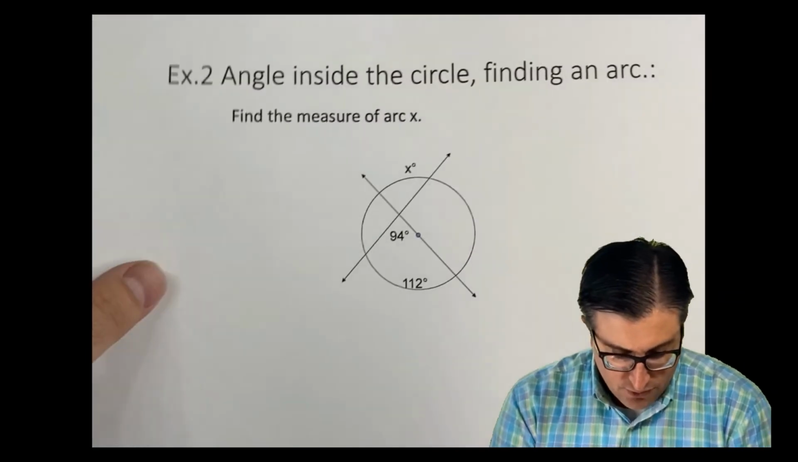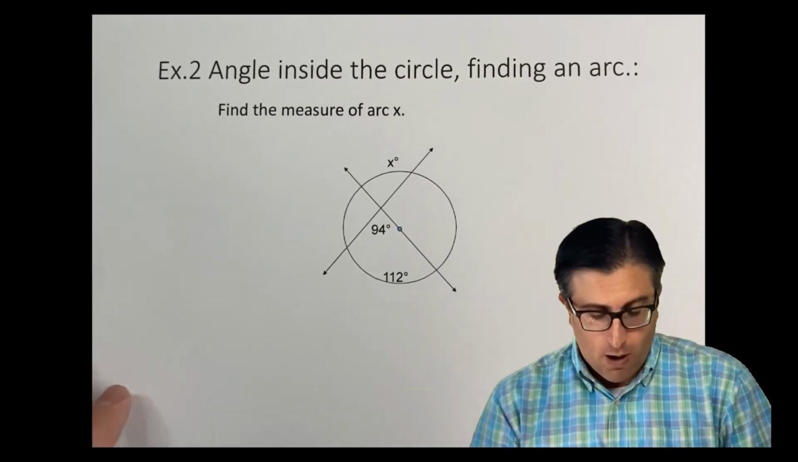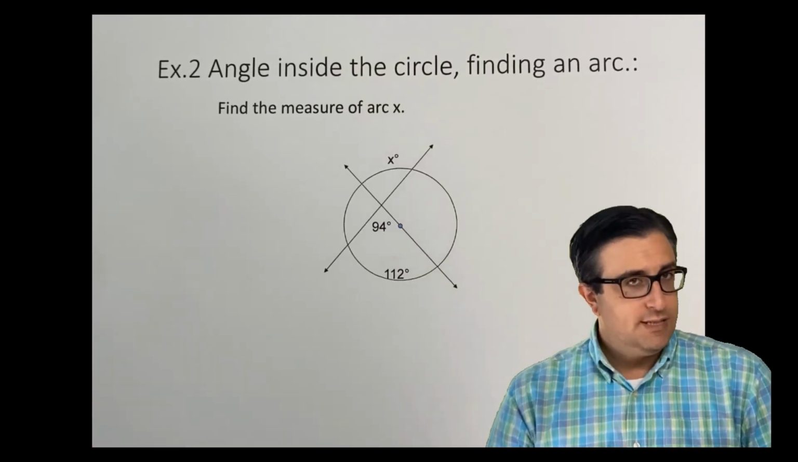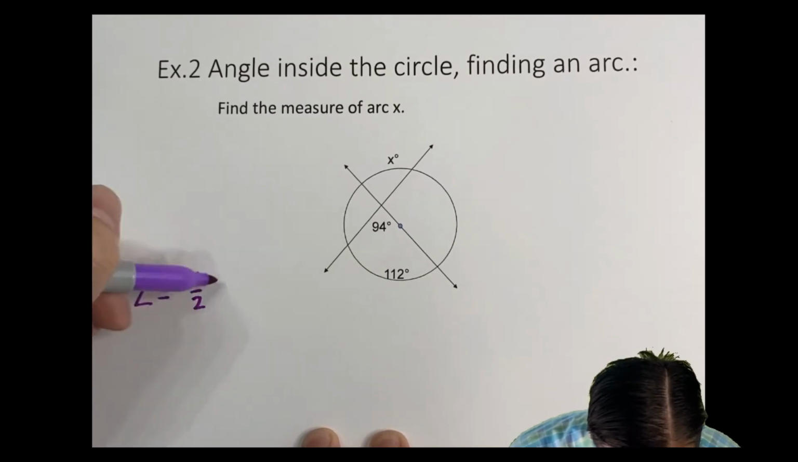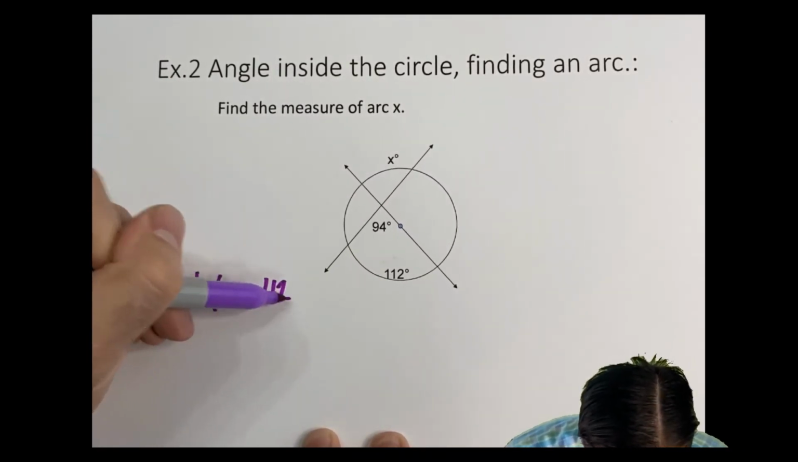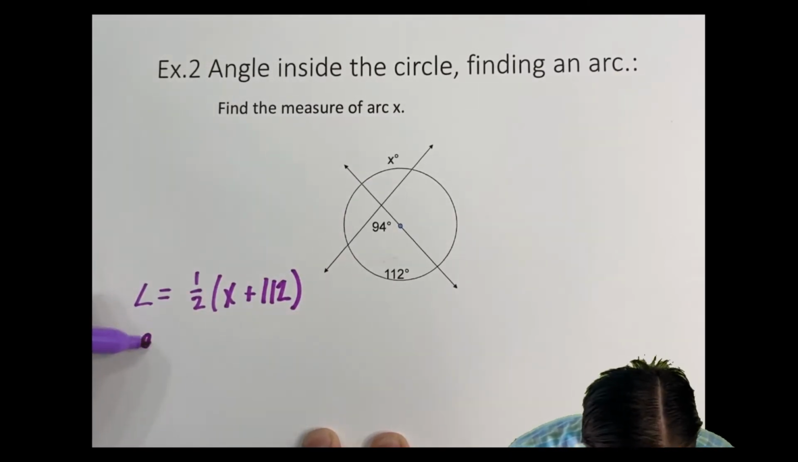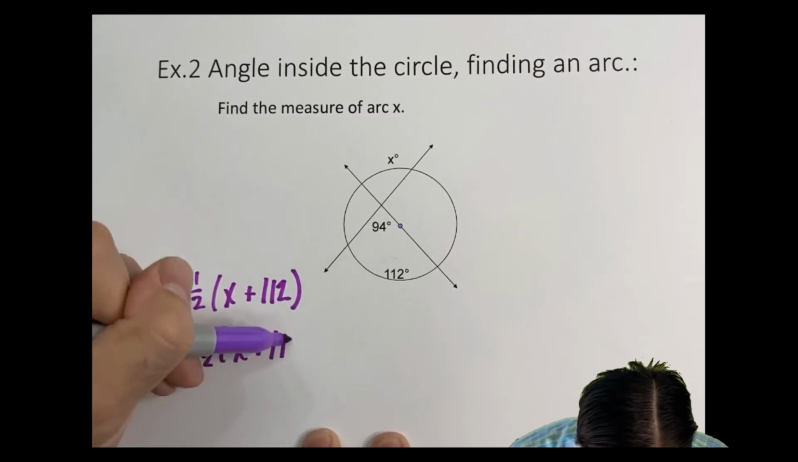Problem number 2 is very similar. Angles formed inside the circle using the arcs. However, this time we're missing an arc, not the angle. Still going to use the same process. The angle equals 1/2 of the two arcs. Well, one of the arcs is X, the other arc is 112. The angle is 94 equals 1/2 X plus 112.